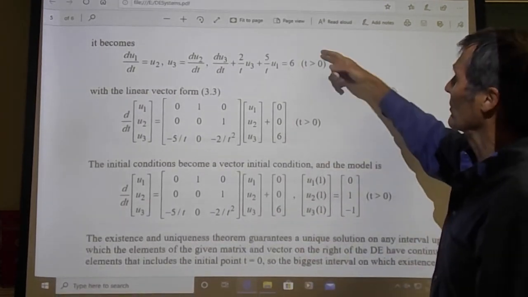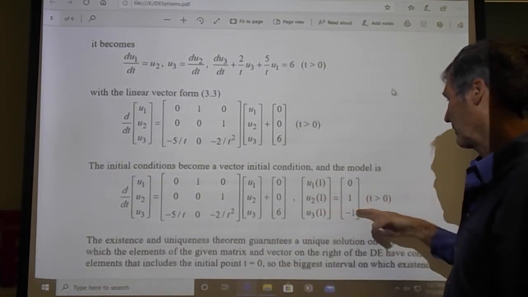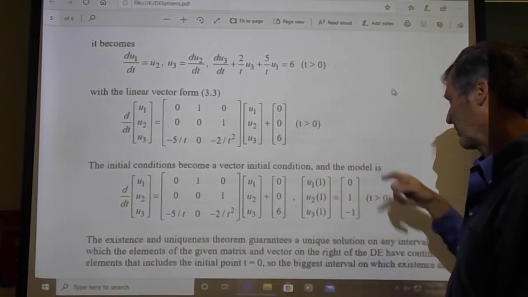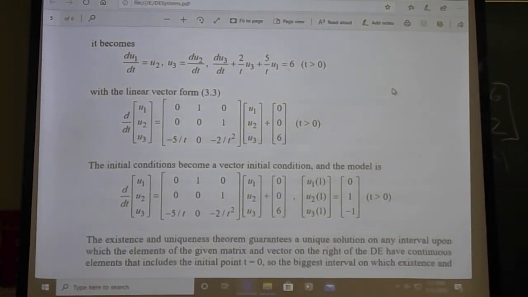And these initial values that we had, that u1(1) equals 0, u2(1) equals 1, u3(1) equals minus 1, correspond to the conditions on the derivatives originally. So there's how you write a third order equation as a system of 3 first order equations.